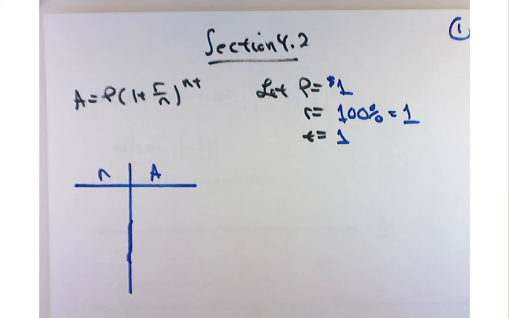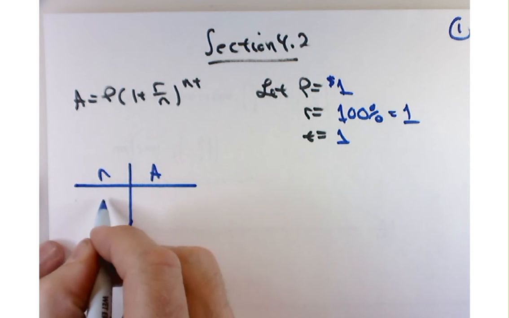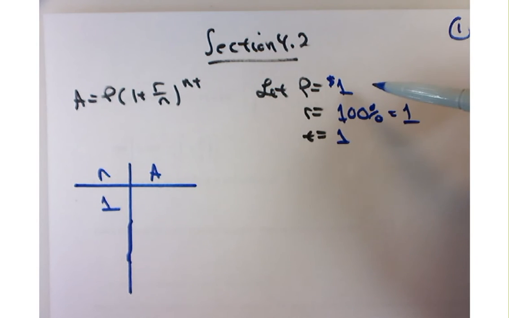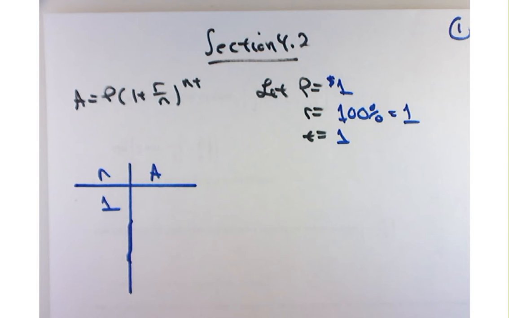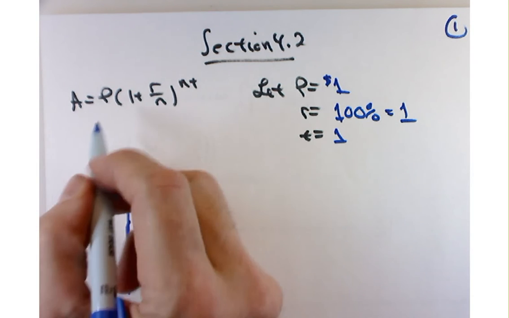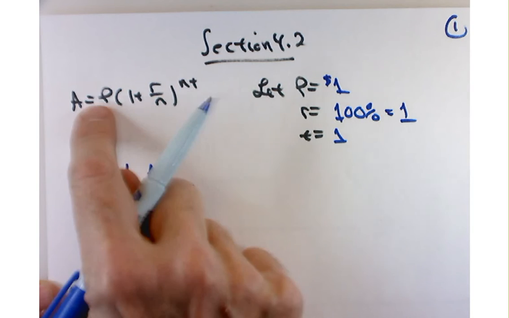So, for instance, we could start out with n equal 1. N equal 1, you invest your dollar January 1st. At the end of the year, you get 100% interest on that dollar. 100% of a dollar is a dollar. Add that to your account, you've got $2. So that's what would happen if you put in everything equal to 1.